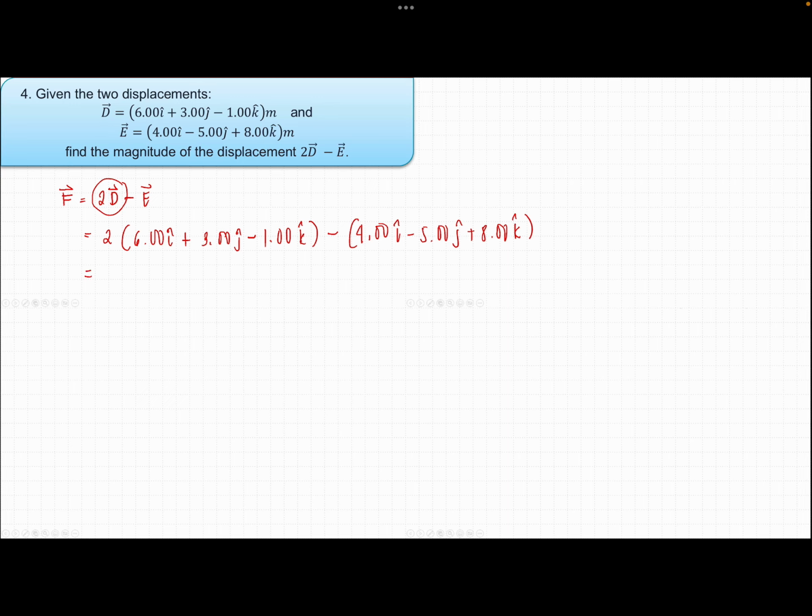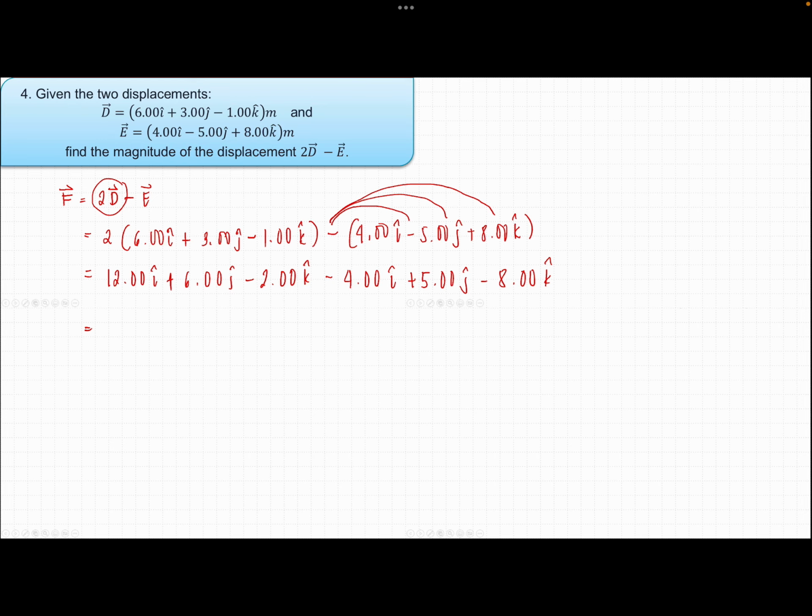Okay. So let us multiply 2 with each of the components of the vector D. So magiging 12.00 i hat plus 6.00 j hat minus 2.00 k hat. Then we distribute the negative sign in each of these terms. So magiging minus 4.00 i hat plus 5.00 j hat minus 8.00 k hat. Then pagsamahin lang natin lahat ng terms ng may i hat, j hat, and k hat.